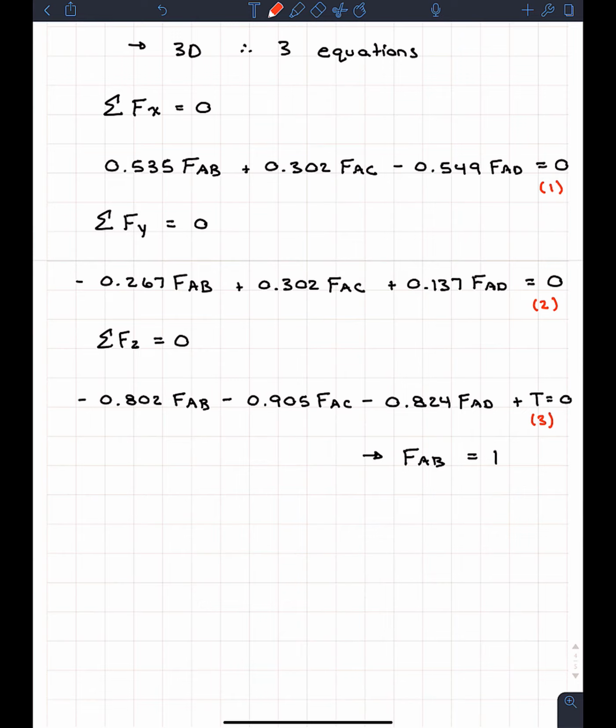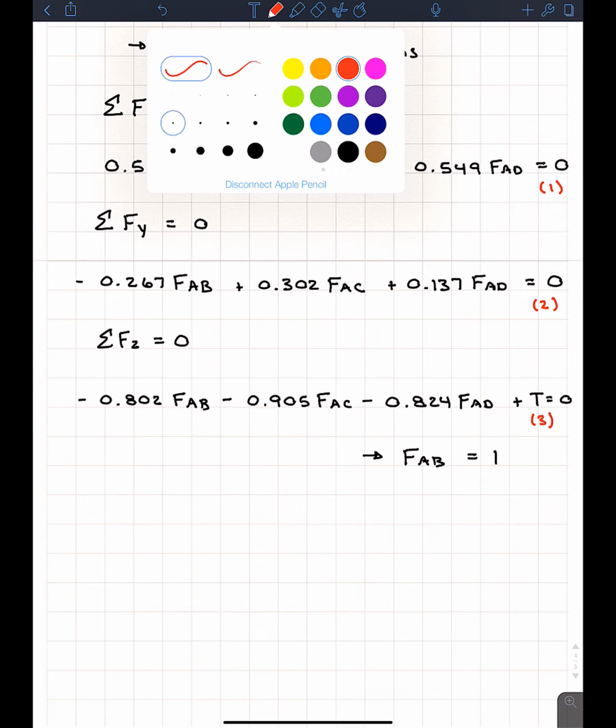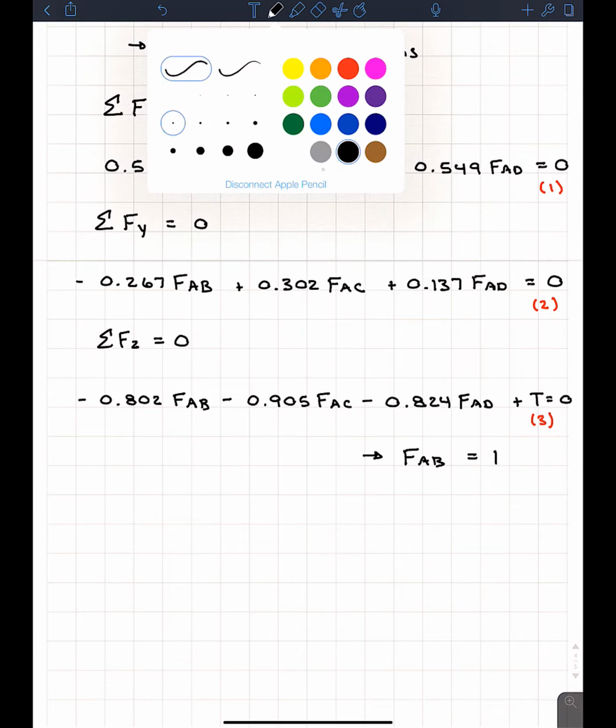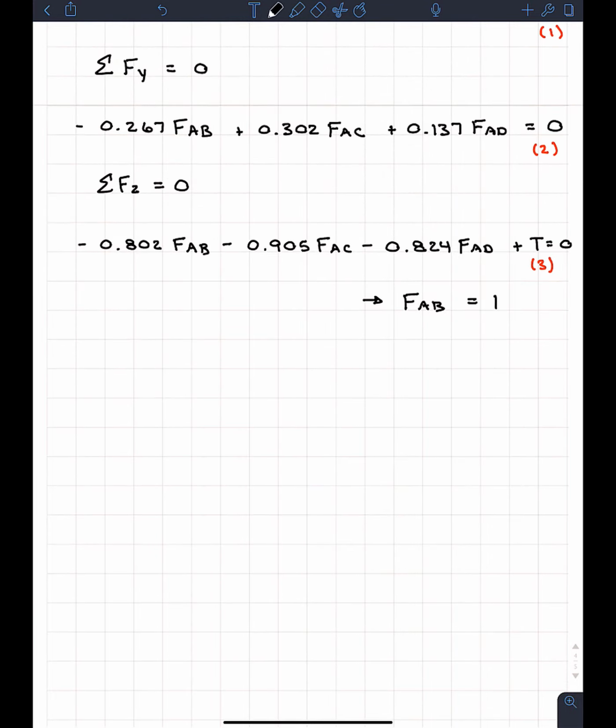Okay, where do I start? Well, I usually want to start with the one with the least amount of variables. If I look at 1 and 2, they're kind of the exact same, because I know FAB is 1, but they both have FAC and FAD. So I'm not really going to get away with anything. So let's just start with equation 1.